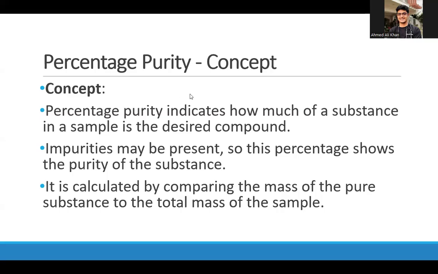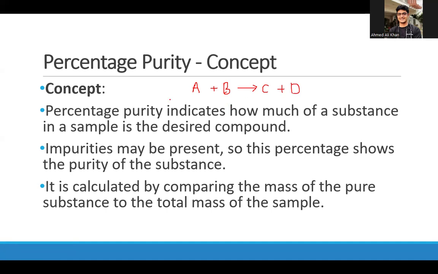Okay, so let's move on to the next concept in stoichiometry, that is percentage purity. Percentage purity indicates how much of a substance in a sample is the desired compound. For example, let's assume you are reacting compound A with compound B, and you're getting C and D.